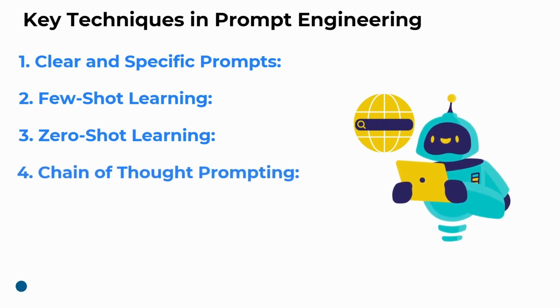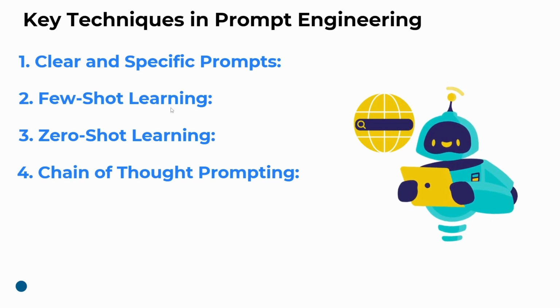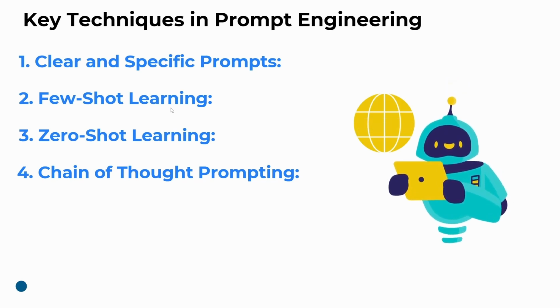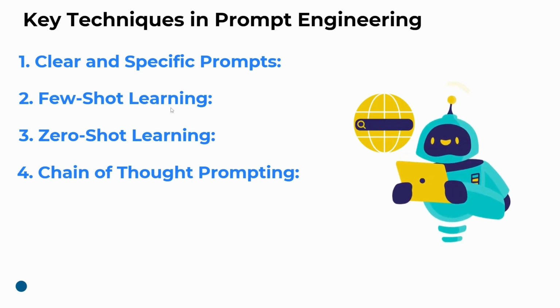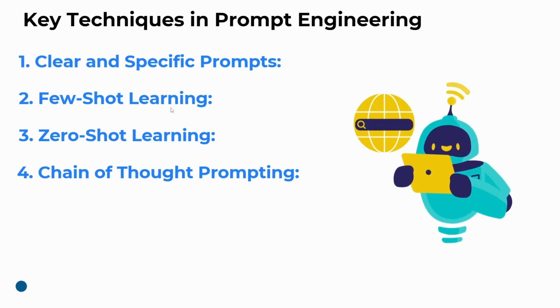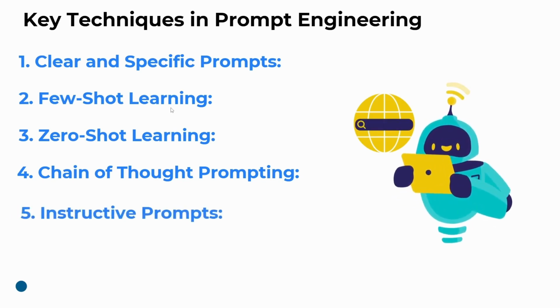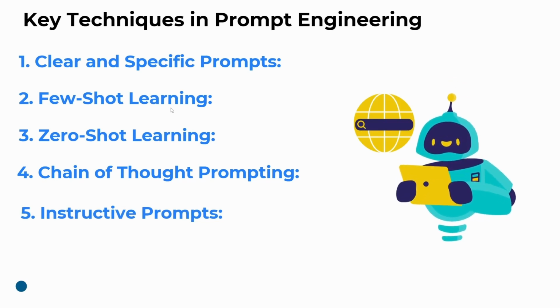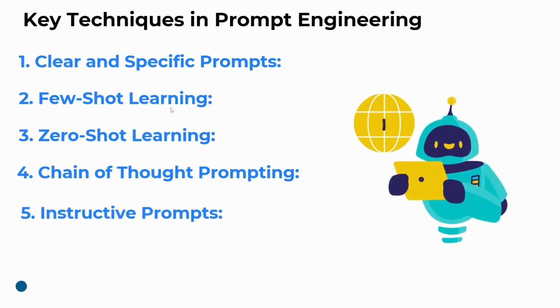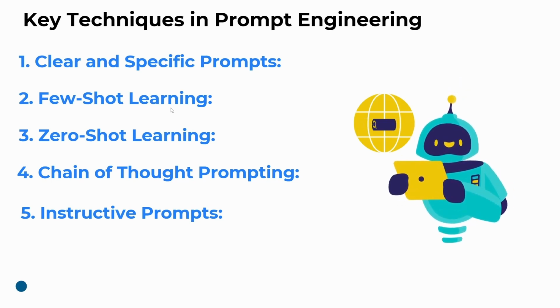Fourth one, we have chain-of-thought prompting. Chain-of-thought prompting encourages the model to break down complex tasks into a sequence of smaller steps or a logical reasoning process. For example, "explain how photosynthesis works by describing each step of the process in detail". Next one is instructive prompting, providing the model with a clear instruction within the prompt to guide the type of response. For example, "write a short story about a space adventure but keep it under 100 words". This is an example of an instructive prompt.